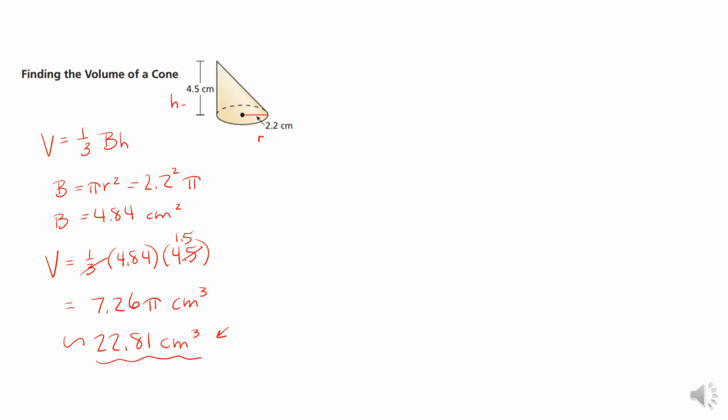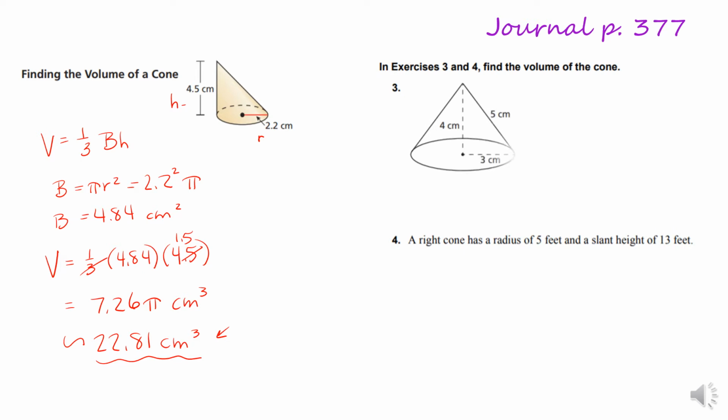So if yours is pretty close to that, you are in good shape. Okay, so let's try some problems from the journal. You can push pause here and try these on your own. Just make sure to remember that when you're doing volume, you use this height.